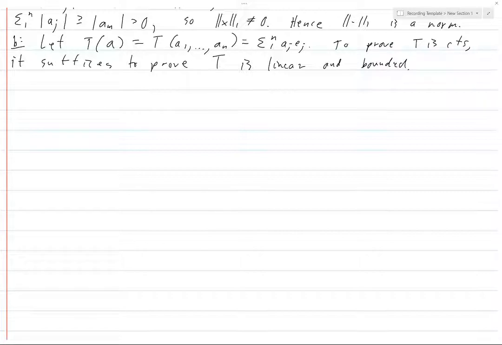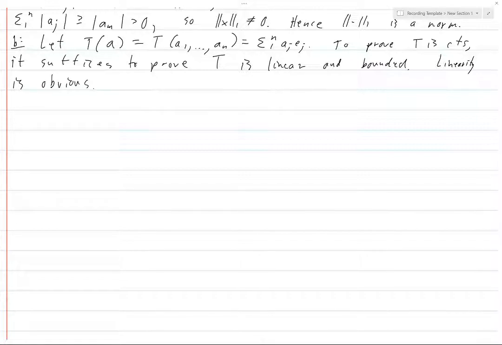So linearity is obvious. And that's a little bit of an annoying phrase because really, in terms of writing, if something's obvious, there's no reason to say it.